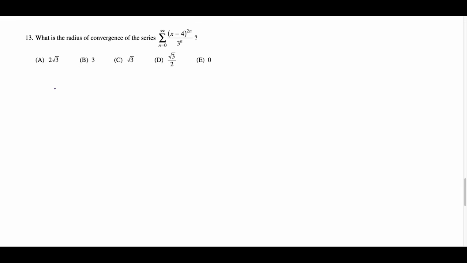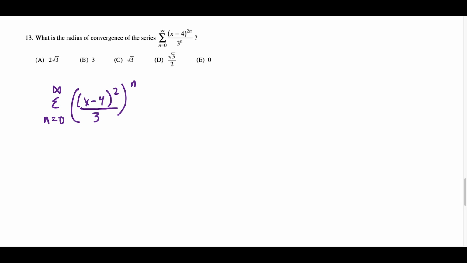Now this third question here is a really fun question. The key here is to rewrite this in a different form. That x minus 4 to the 2n, you could write as x minus 4 squared, then to the n power. So I could write this whole thing as x minus 4 squared to the n power, but notice 3 is also being raised to the n power. So in the bigger parentheses, I have x minus 4 squared over 3. And this is resembling a geometric series.